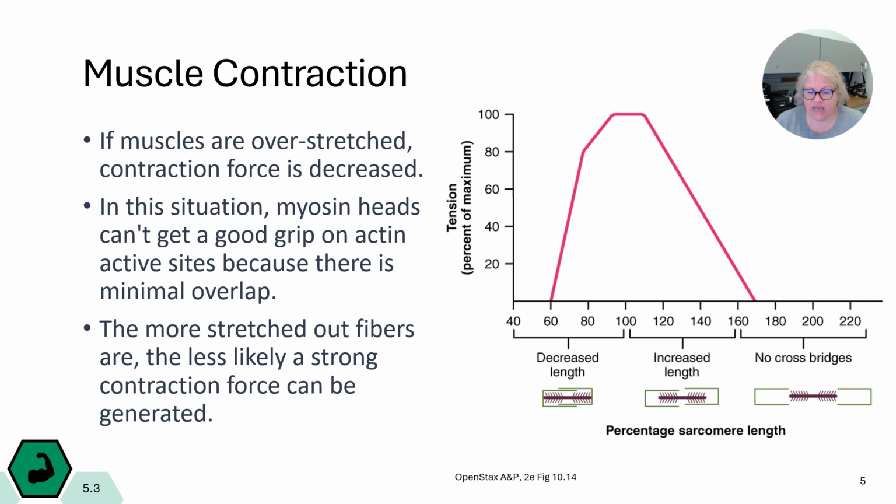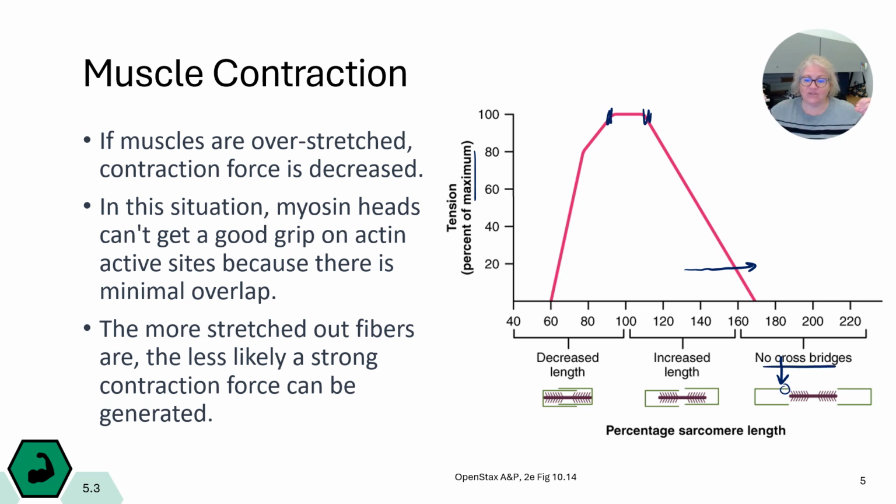So here we have a good overlap. So we can get a maximum amount of tension when our overlap is ideal. As the overlap gets less, because we've expanded the sarcomere, eventually there's no overlap, and we can't make any cross bridges because there's nothing for the myosin to grab.